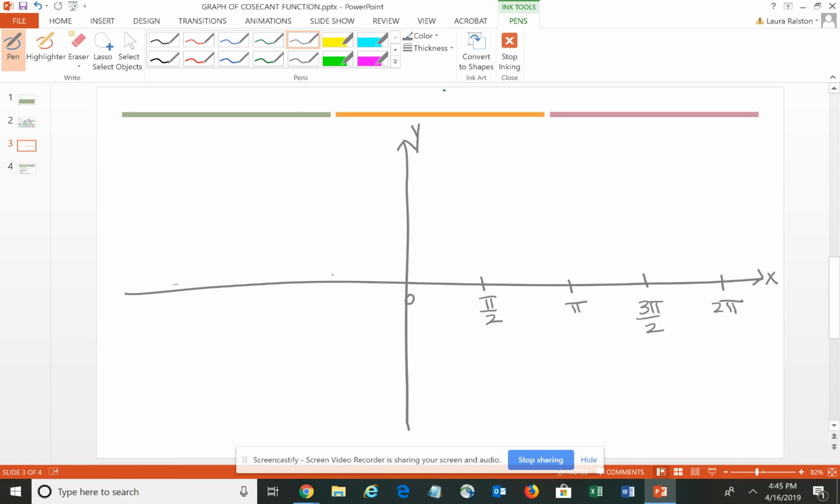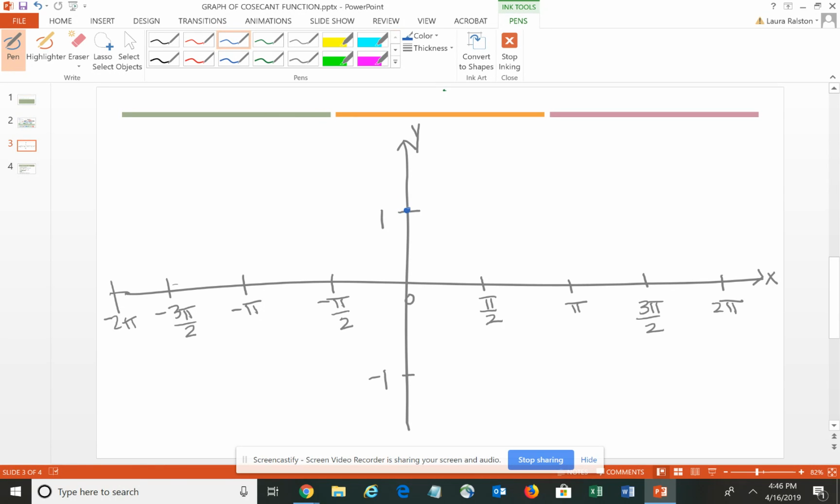We could also rotate negatively, so we would have negative pi halves, negative pi, negative 3 pi halves, and negative 2 pi. And on the y-axis, we generally mark our 1 and our -1 from the unit circle. So again, I want to start out by graphing the cosine, so that you can get a sense of what this thing looks like.